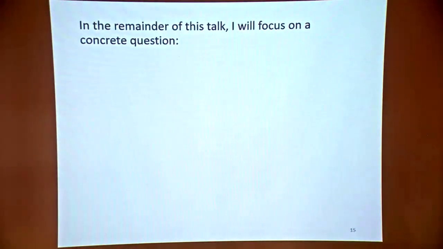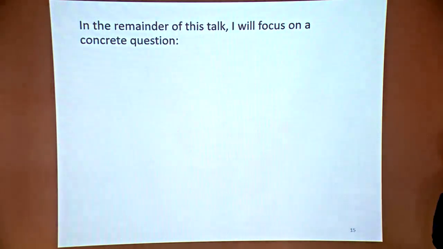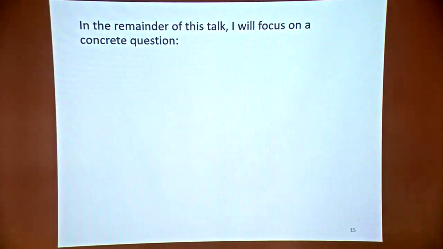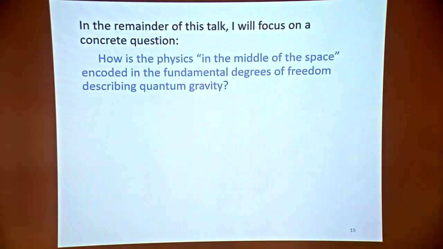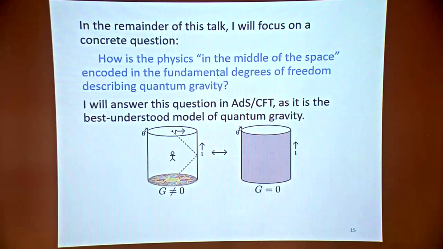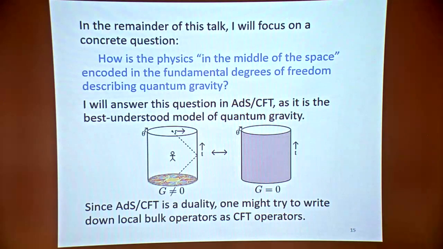So in the remainder, having motivated why we would like to understand the questions that we're going to ask, I'm going to focus on the following concrete question. How is the physics in the middle of space encoded in the fundamental degrees of freedom of quantum gravity? Now, I'd like to answer this question in the concrete setting of AdS/CFT correspondence, because this is the best understood model, and this is the best chance we have for understanding this question.